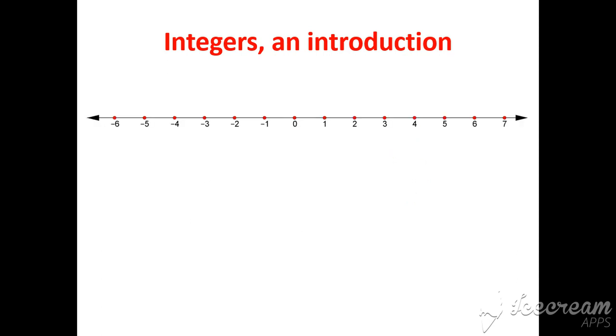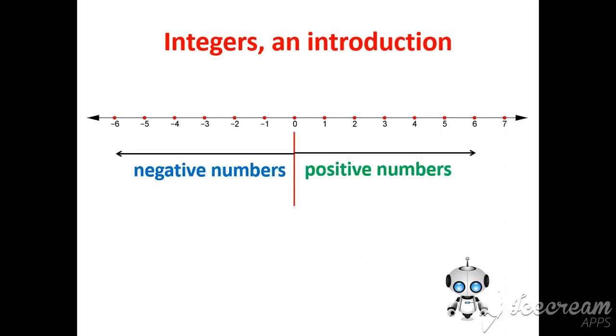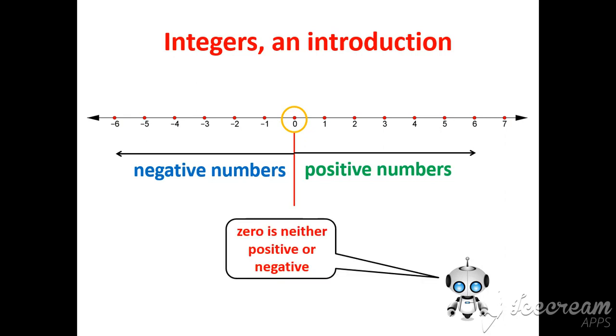All right, so here we go. This is what we call a number line. We've seen them before. We have positive numbers on the right of 0 and negative numbers on the left of 0. Now 0 is neither positive or negative.